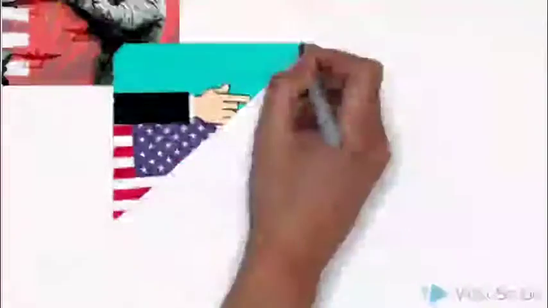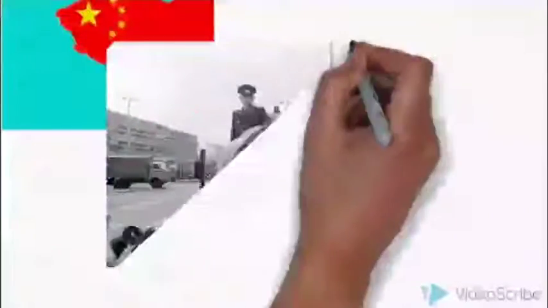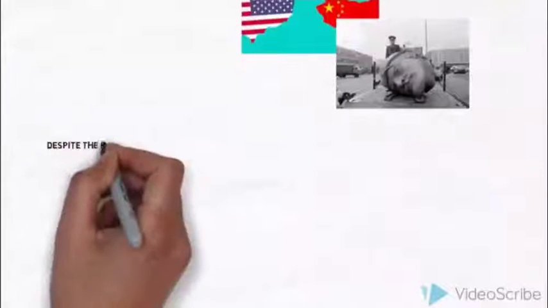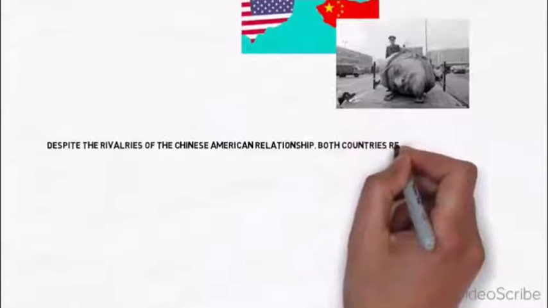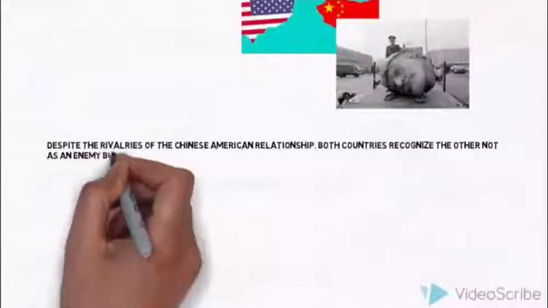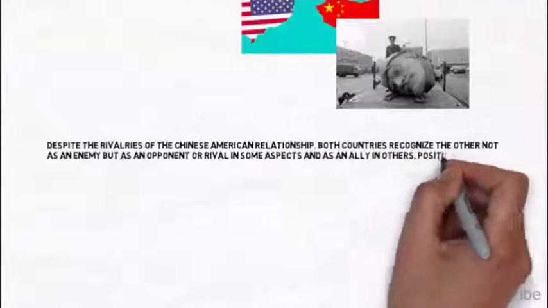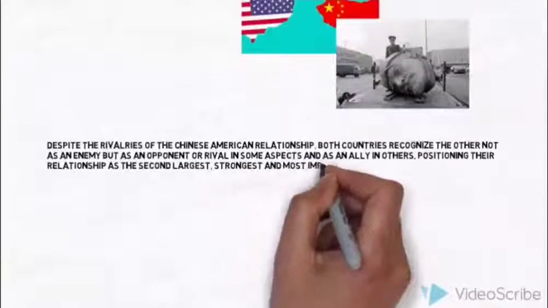Relations between China and the United States have generally remained stable, with some periods of tension, especially after the dissolution of the Soviet Union, which eliminated a common enemy and ushered in a world characterized by American rule. Despite the rivalry of the Chinese-American relationship, both countries recognize the other not as an enemy but as an opponent or rival in some aspects and as an ally in other aspects, positioning the relationship as the second largest, strongest, and most important in the world.